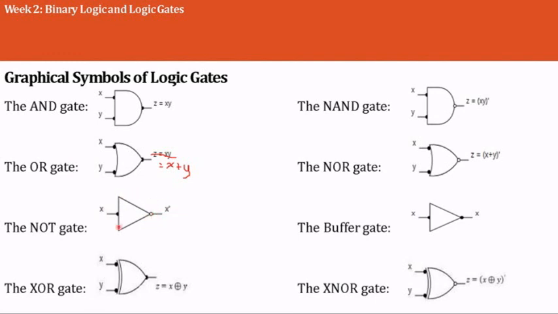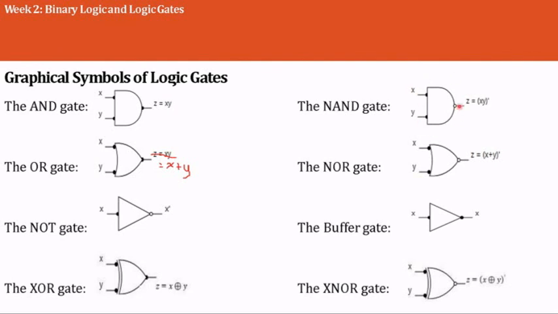So going back, we have the NOT gate. It's just the complement. So we have our input x, and our output would be x prime, the complement of x. And this is the symbol used. And then we have here the XOR gate. So this is our symbol for the XOR gate. It's just like an OR gate with a line behind, right? So we have the inputs X and Y, and our output would be Z.